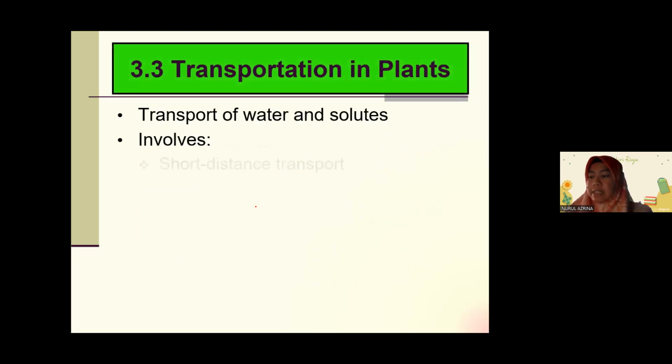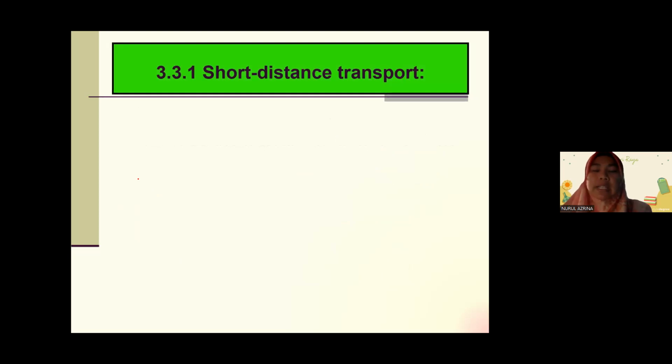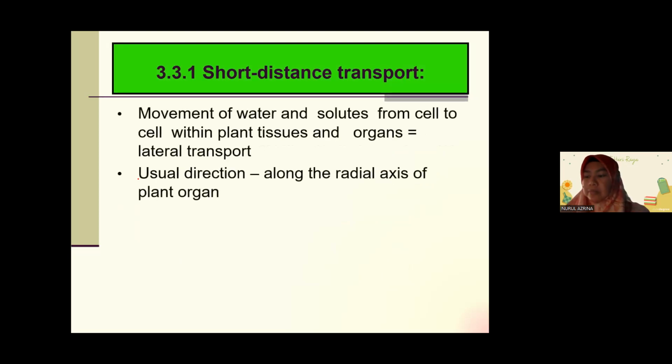Transportation in plants. Plants transport water and solutes, and it involves short distance transport and also long distance transport. What is the difference between short distance transport and long distance transport? We start with short distance transport. Short distance transport is the movement of water and solute from cell to cell, within a plant tissue or within an organ. This is what we call lateral transport.